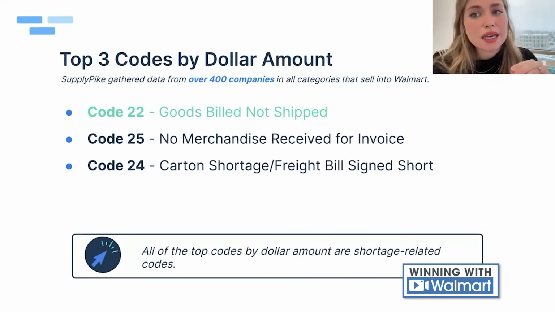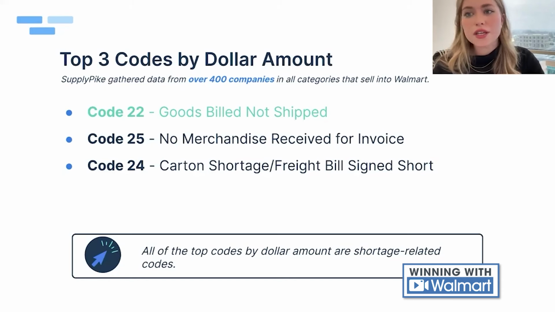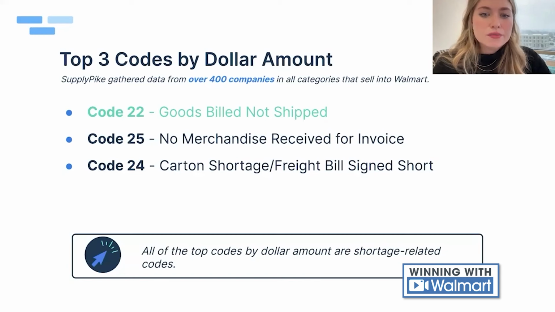Usually I see this as an EDI error or something's gotten lost. We have more details around that a little bit later on. And then we have a code 24, which is very similar to a code 22. It just means that there was a shortage, but usually this means that at the DC, they said that it was short, not necessarily that you invoiced more than you should have. Down at the bottom, it says all of the top codes by dollar amount are shortage related codes. Very common. If you're experiencing a lot of these, you're not alone.